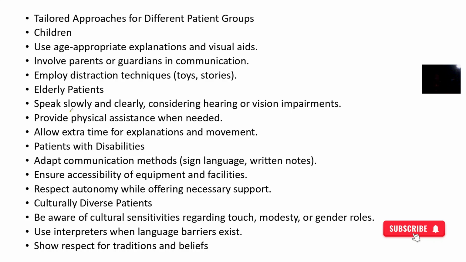Then for elderly patients, you have to speak slowly. You have to speak clearly. You have to explain everything in detail. So for patients with disabilities, you have to adapt your communication methods. Ensure that they know everything that is happening. Respect autonomy. So last is that patients should be able to say yes or no.